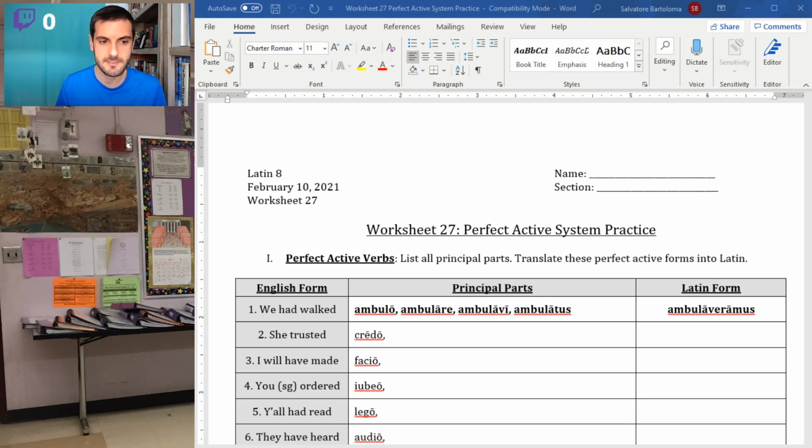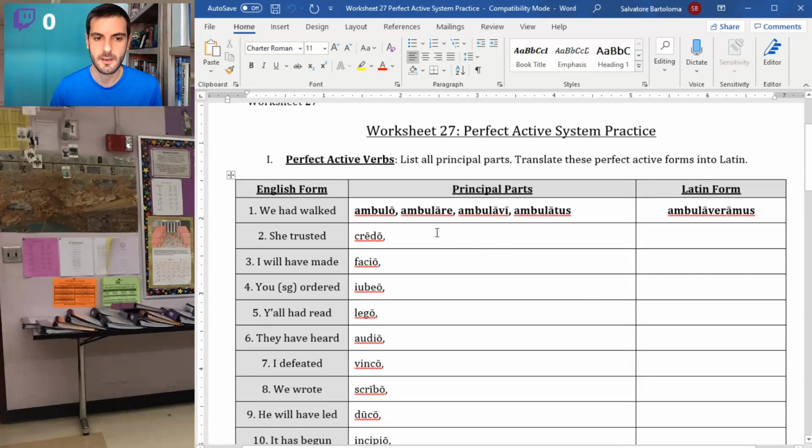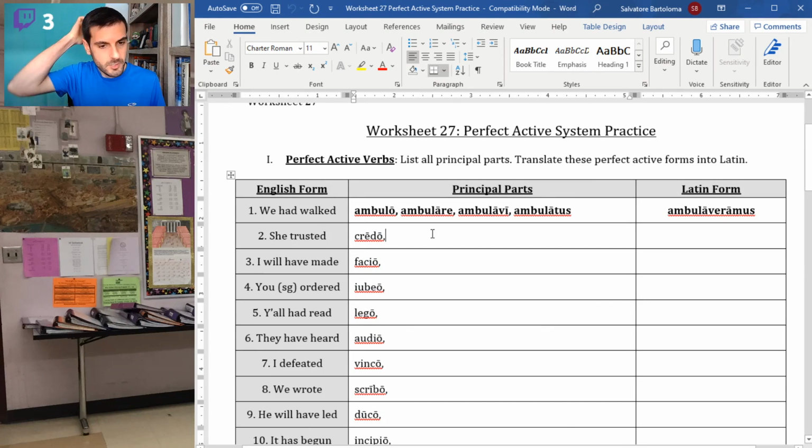So we're looking at more practice here with the perfect active system. Just a friendly reminder, third principal part is the name of the game. Anything perfect active is the third principal part. And like I said on Monday, the trickiest thing is you've got to know the third principal part. So we're going to do a little bit of vocabulary review here as well. Just a reminder that the third principal part oftentimes looks very different from the first two.